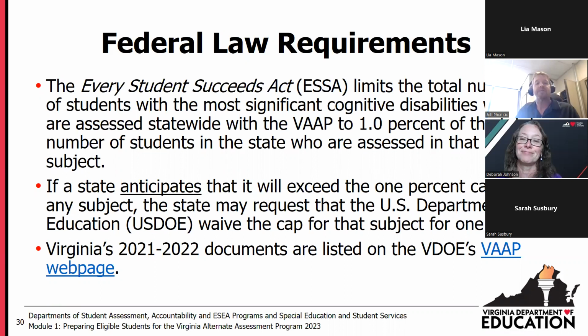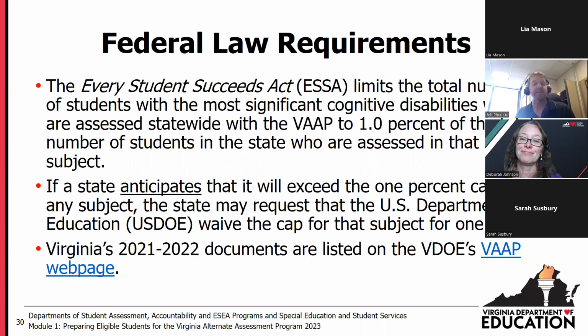The Every Student Succeeds Act, known as ESSA, limits the total number of students with the most significant cognitive disabilities who are assessed statewide with the VAAP to 1% of the total number of students in the state who are assessed in that subject, including math, reading, and science. This is often referred to as the 1% cap.